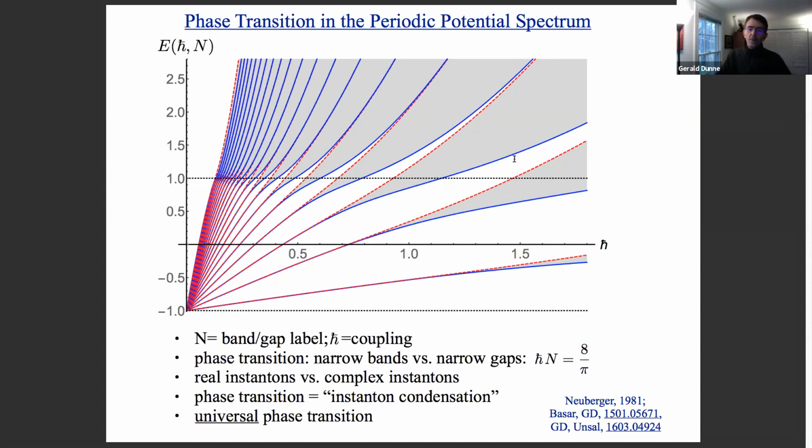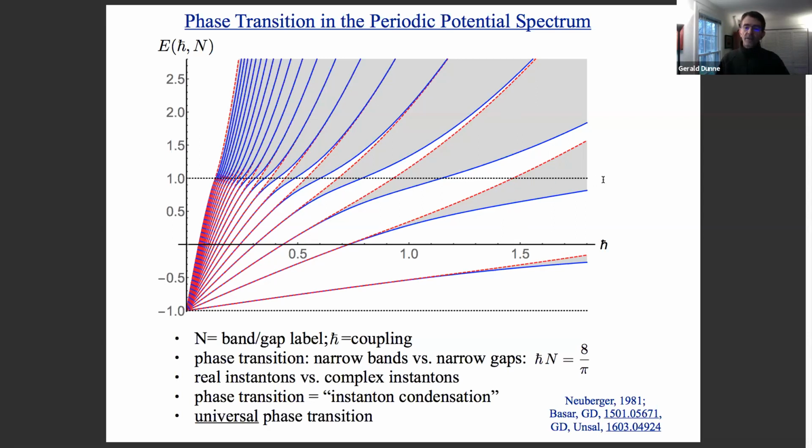And as you approach the top of the potential, so near where this parameter is, the width of the bands, you should be able to see, I hope, that the width of the band is actually equal to the width of the gap. And the width here is equal to the width here and so on. And there's this phase transition happening here: as you approach from below or from above, the one instanton approximation becomes hopeless. You need to sum all instantons. These are not exponentially narrow here.